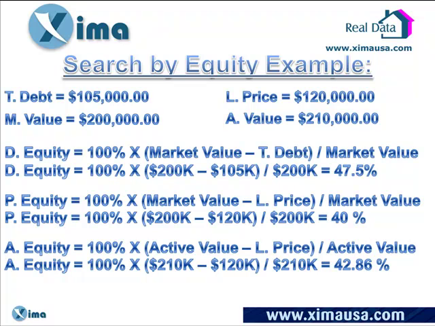The best thing about it is that the system will do all these calculations for you. You do need to know what they are for so that you can use them in a powerful way, but the system will take care of calculating it all for you. All you have to do is go into the system and look for those properties. So that's all for today's tip. I hope you are walking away with a good understanding on how to use the different type of search by equity features that we have within Xima USA.